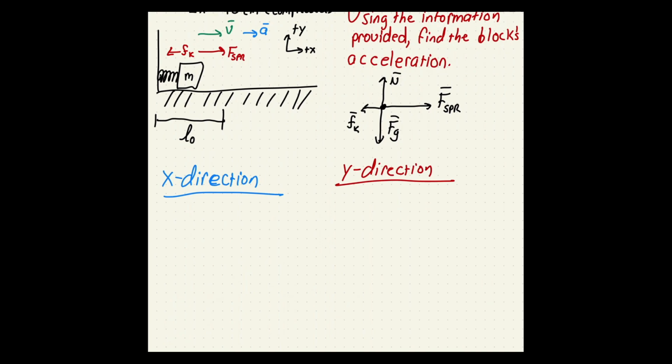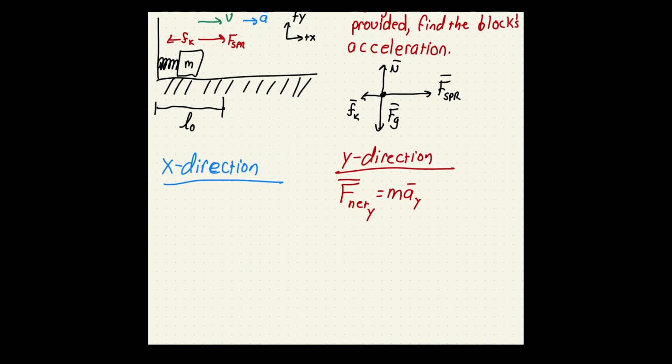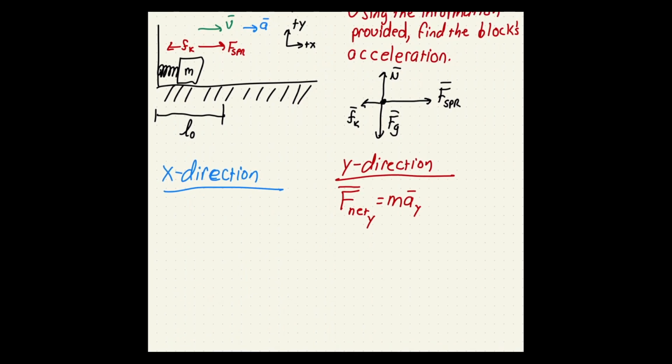So starting off in our y direction, we'll apply Newton's second law, which says that our net force, F net, is equal to mass times acceleration in the y direction. And we'll make those vectors, and so we have F net sub y vector is equal to mass times acceleration in the y direction vector.